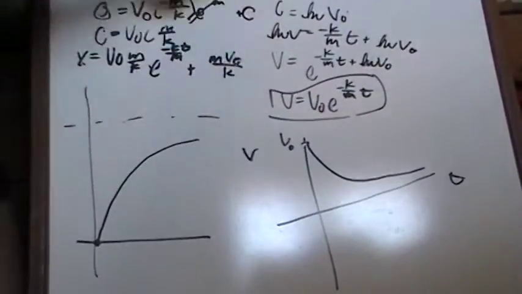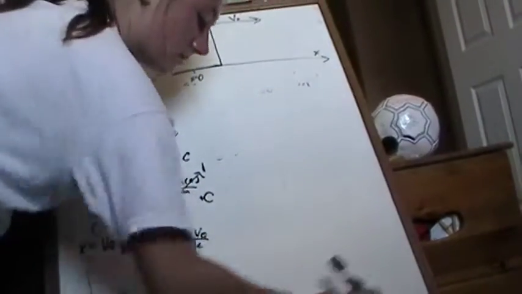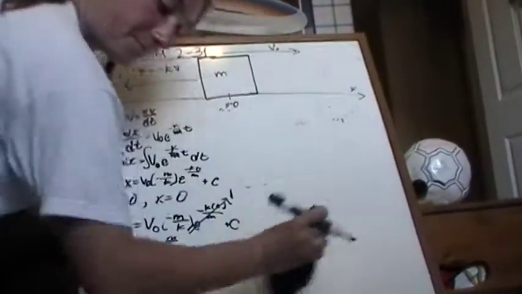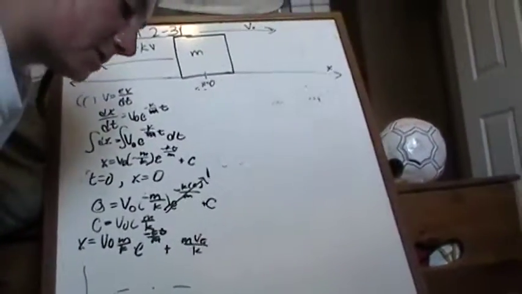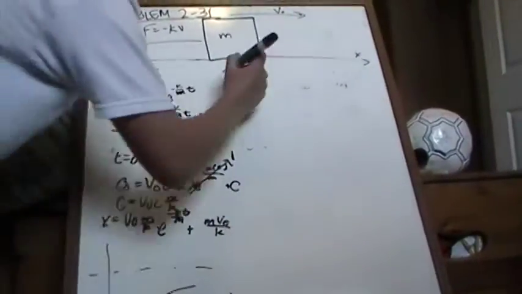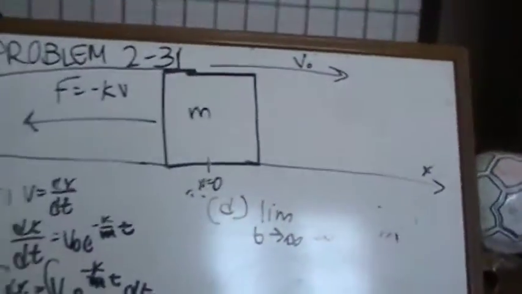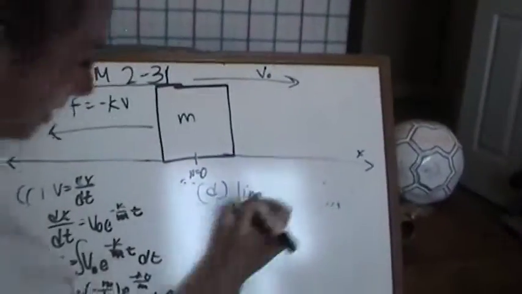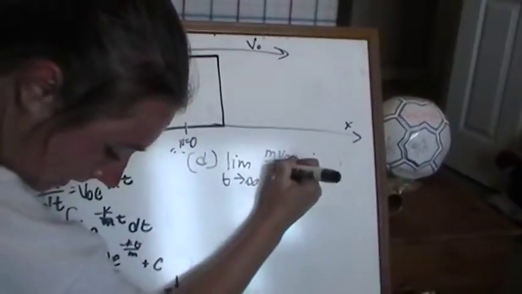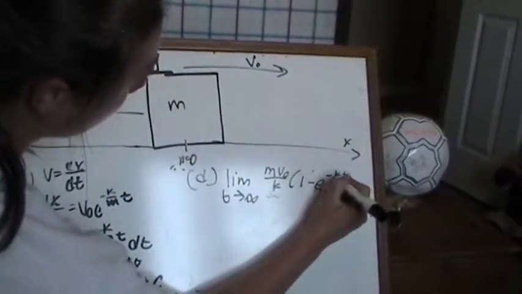Okay, now part D. Determine the distance the object travels from time t equals 0 to t equals infinity. So we're going to take the limit as t approaches infinity of the equation m v naught over k times 1 minus e to the negative k t over m.